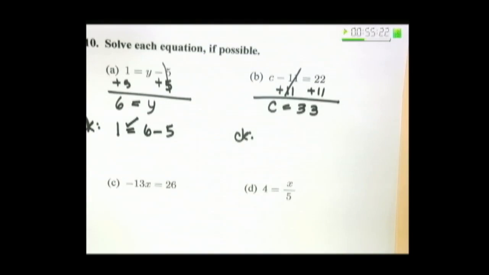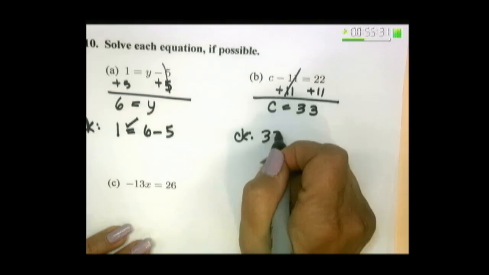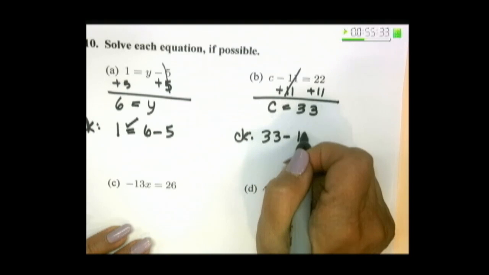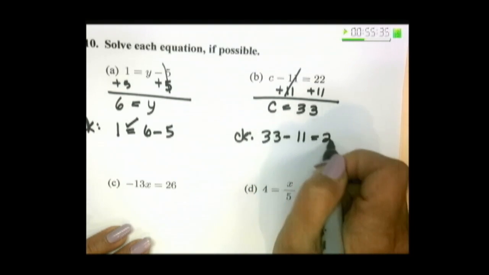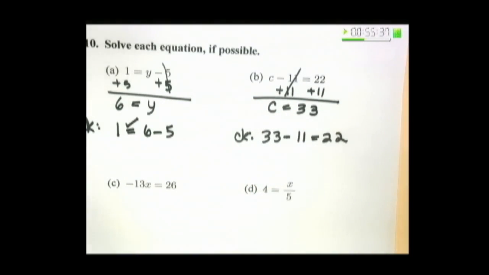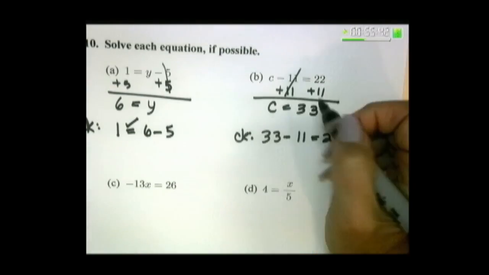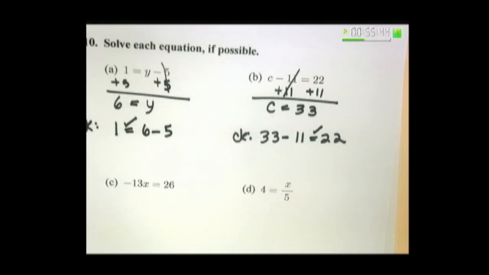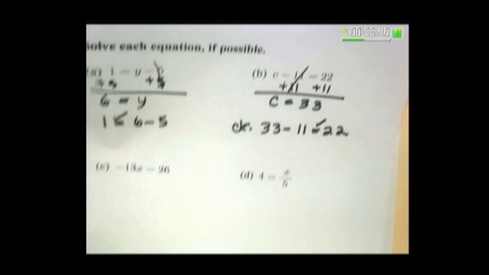Let's check B. We said c equals 33. If the solution is 33, that is the value that gives you a true statement. 33 minus 11 equals 22. All I did was plug it into the original equation. Is 33 minus 11 22? Yes. So we did that correctly as well.